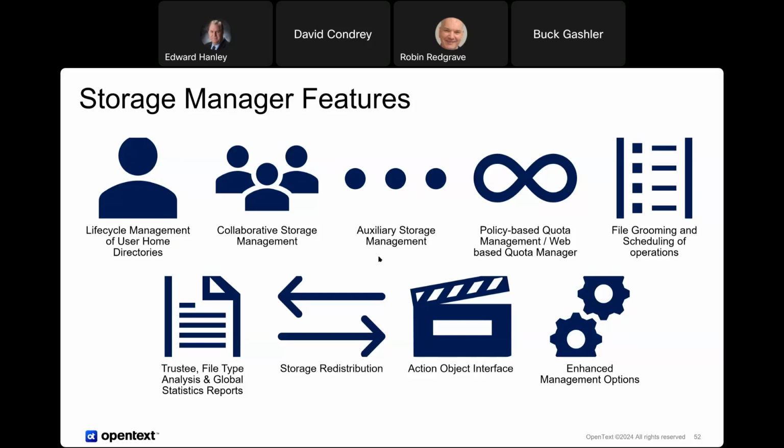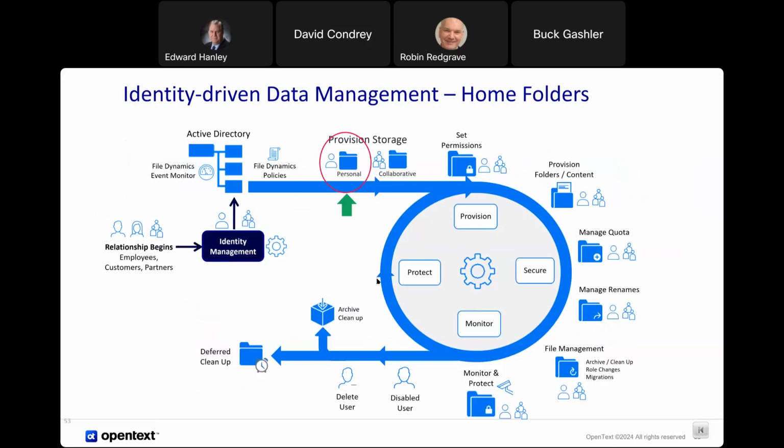And then auxiliary storage, quota management, grooming, trustee, global statistics. How do we redistribute? We have an action object interface, all kinds of stuff along the way here that I don't have time to cover. I'm going to cover a couple of things here. The first thing is this bread and butter thing, home folder management or home directory management.